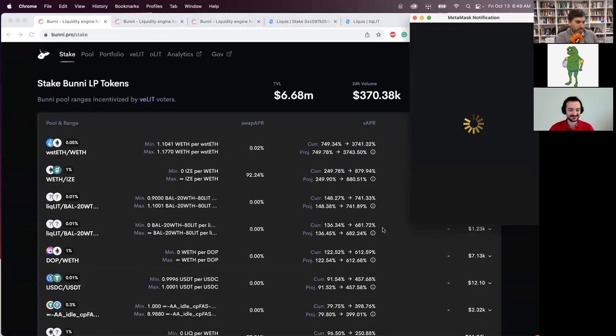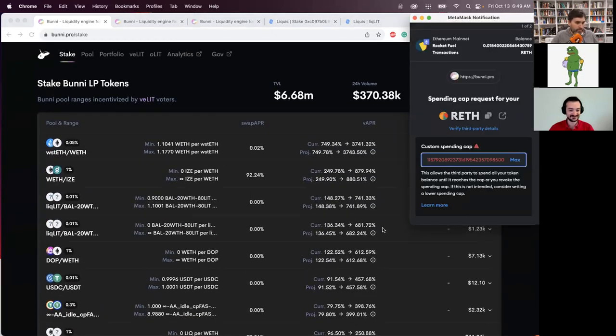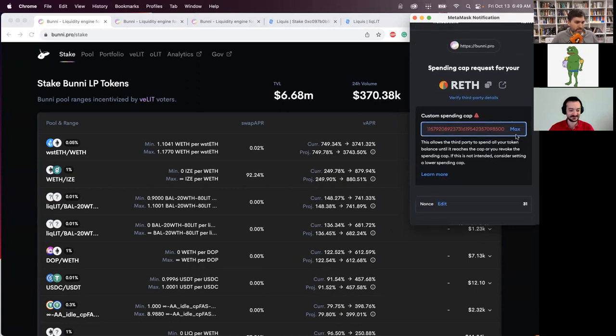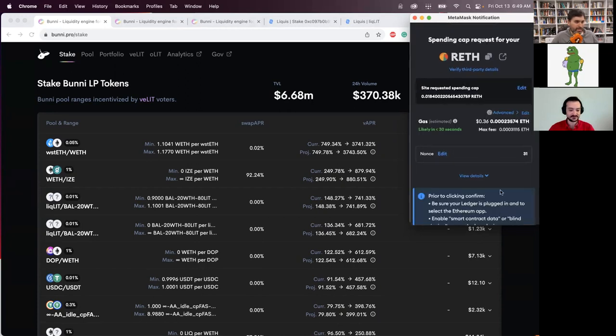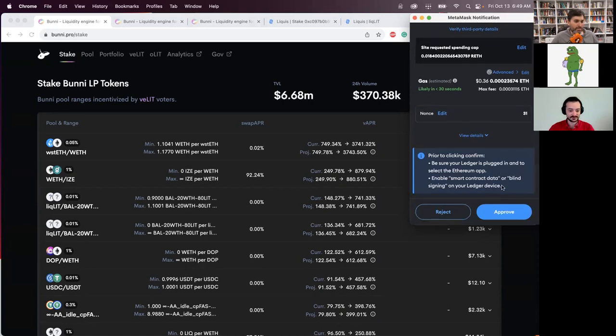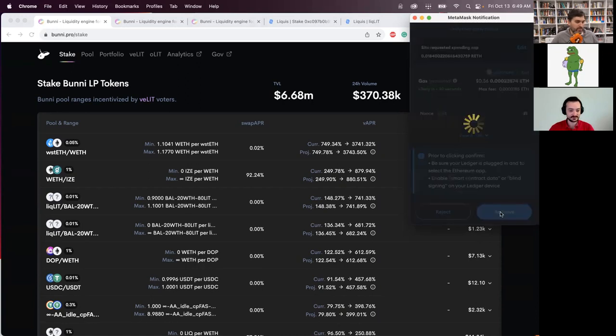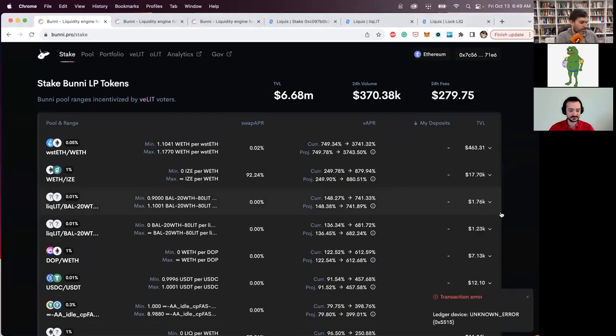Okay, so when it says custom spending cap, do I just press max or do I leave it the way it is? I just press max. Okay, then I press next on my MetaMask browser. My MetaMask browser is hooked up to my ledger. So I'm going to approve it, and then the transaction will come up on my ledger. I just have to put in the password.